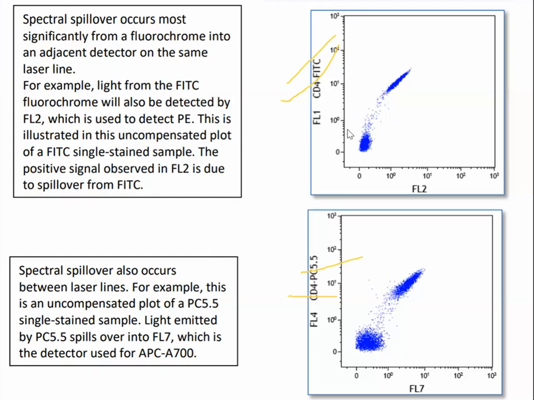If you look here, see the FITC signal. This is the FITC positive population, which is spilling over into PE. If I correct it, it will come this way. I'll show you in the subsequent slides. So you need to know this.